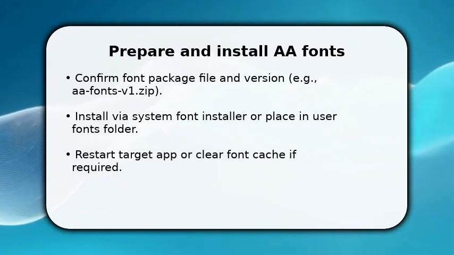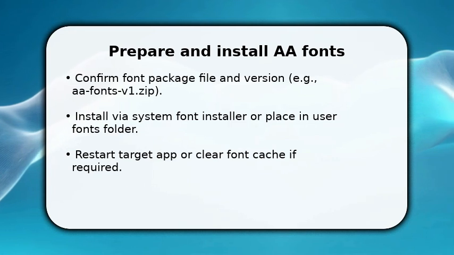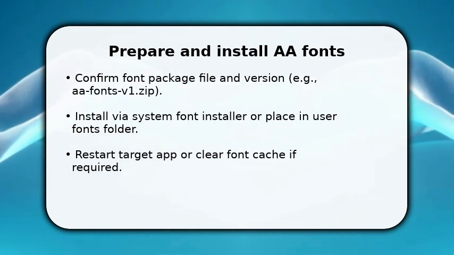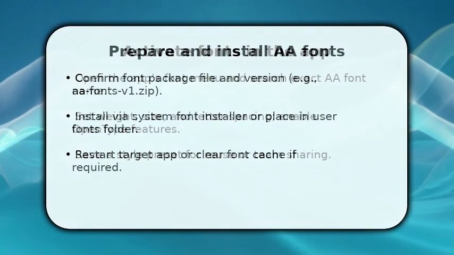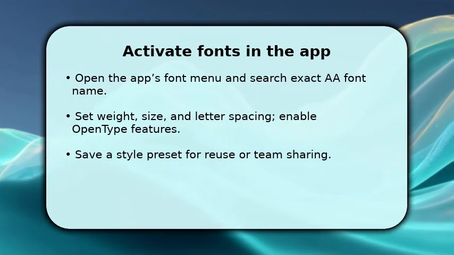Make sure you have permission to install fonts on the machine, and note where the files live so you can reference exact names in the next step. You now open your application and select the AA font by exact name. Approximate matches fail. In the text styling panel, set weight, size, and adjust letter spacing for optical balance.